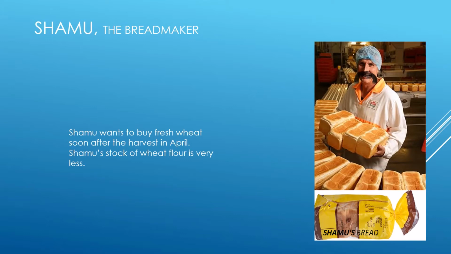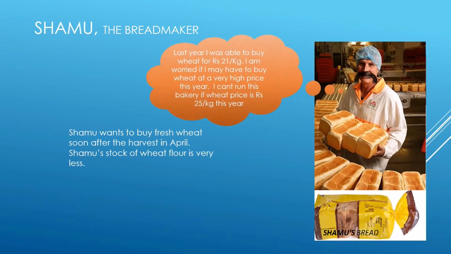Now, Shamu is the baker. He seems to be worried too. Shamu wants to buy fresh wheat soon after the harvest in April. His stock of wheat flour is very less. Now, he's hearing some rumors that this year's harvest is not going to be so good, so there are chances that the wheat prices might go up to 25 rupees per kilogram. That's not profitable for Shamu.